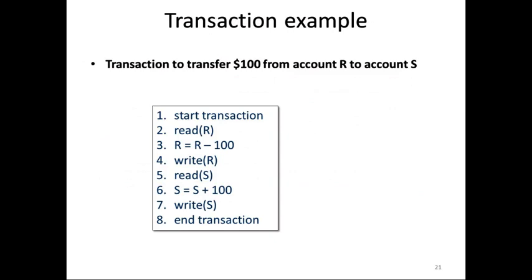So here is a transaction from the transaction manager's perspective, corresponding, for instance, to a bank transfer. It will have a start. It will read the amount of data from the account R. It will remove 100 units. It will write the new value in the account R. R may be a record in a table. It will read the value for the destination account, add 100 to it, and then write it. And that's the end of the transaction.